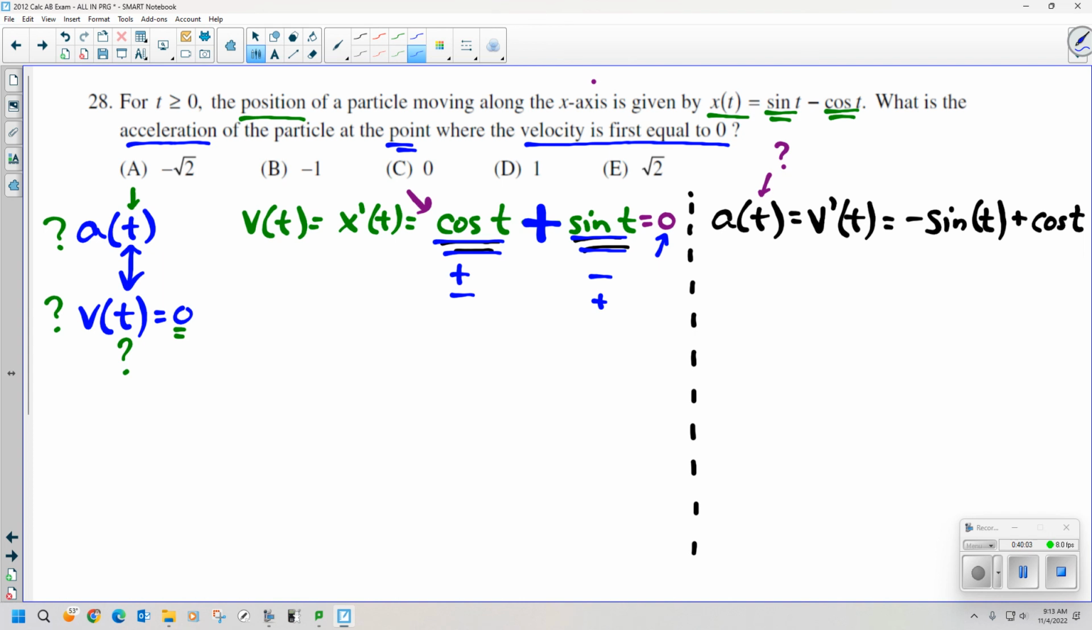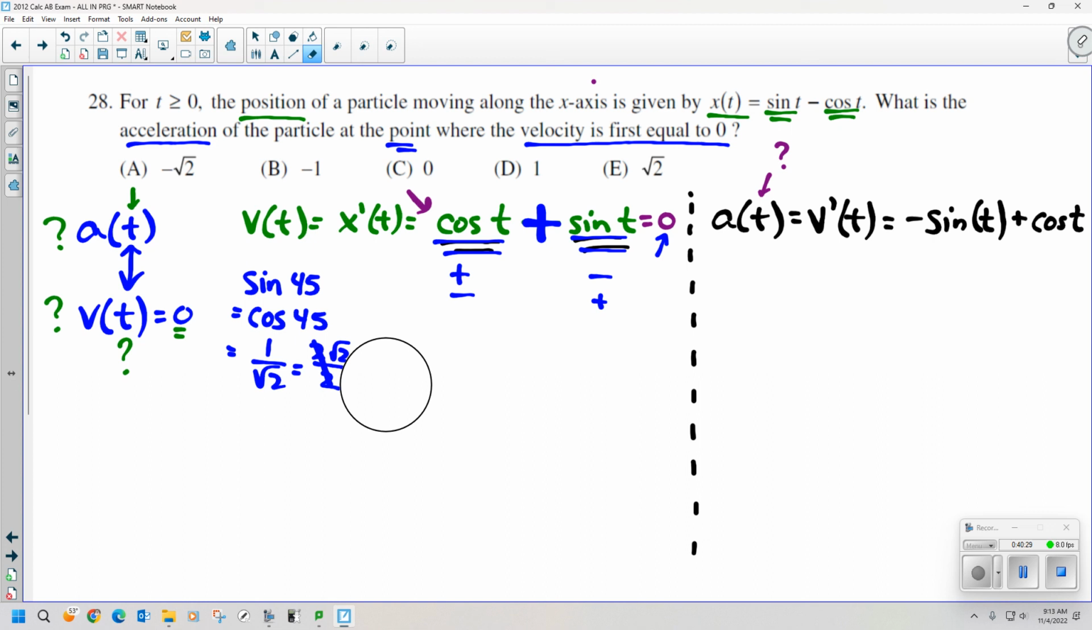I know that the sine of 45 is equal to the cosine of 45, which is 1 over radical 2, or you might see it as radical 2 over 2. My bad. You might see it as radical 2 over 2. I always use it this way. I don't simplify it unless I have to.